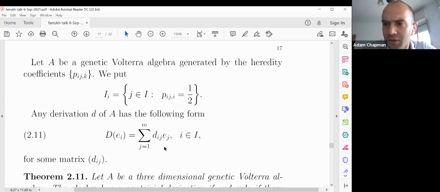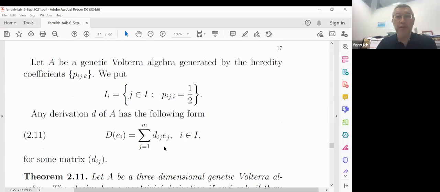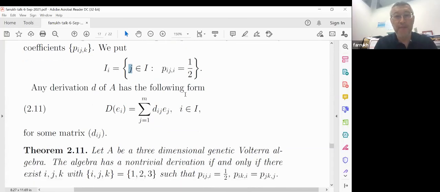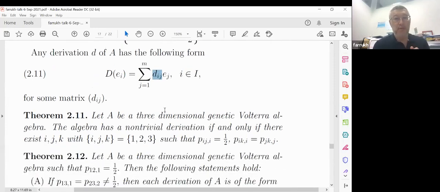So just let me see if I understand it correctly. Let us talk about the derivations of these Volterra algebras. Let us denote by I the set of all j when Pij equals half. Then, since the algebra is finite dimensional, any derivation can be represented as a matrix in this standard basis. So we have the following theorem. Let A be a three-dimensional genetic Volterra algebra. Then the algebra has a non-trivial derivation if there exist i, j, k such that Pij equals half, and then we have this equality: ik and jk. So this is a property.